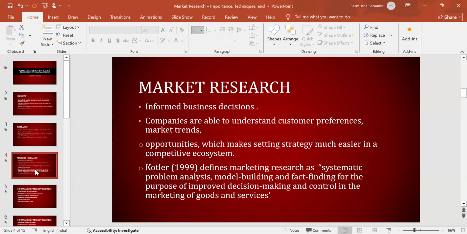Market research is basically a part of marketing research, where it is mainly concentrated on what the trends are, what the opportunities are. It is mainly concerned with the demand side, analyzing the demand of the product, whereas marketing research is a more wholesome process.